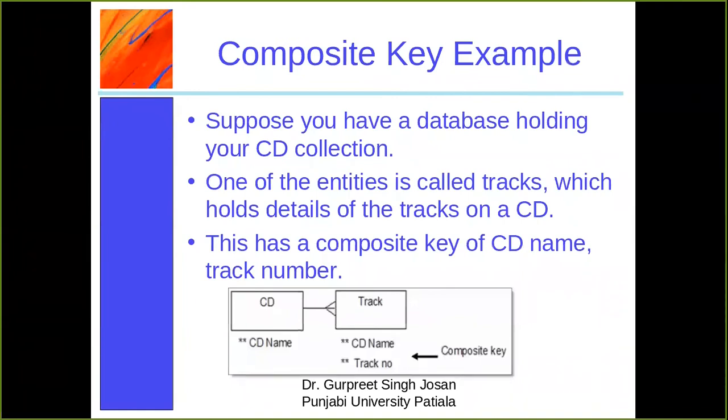So this is an example of a composite key. Suppose you have a database holding your CD collection. One of the entities is called tracks, which holds the details of the tracks on a CD, and this has a composite key of CD name and track number. This is again for a weak entity, because track is a weak entity. It cannot exist by itself. It is dependent upon the CD. So if CD exists, only then track can exist. So if track is a weak entity, then you have to combine the key attribute of CD along with the attribute of track to make a composite key.